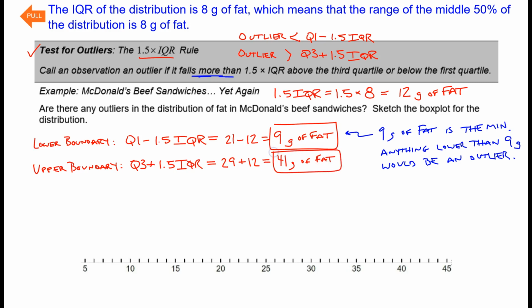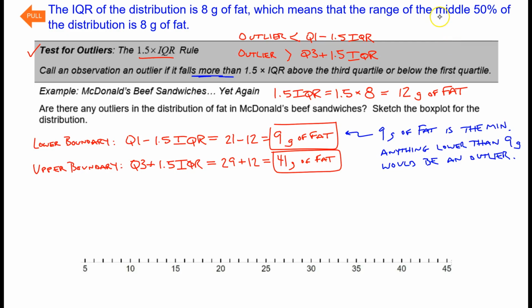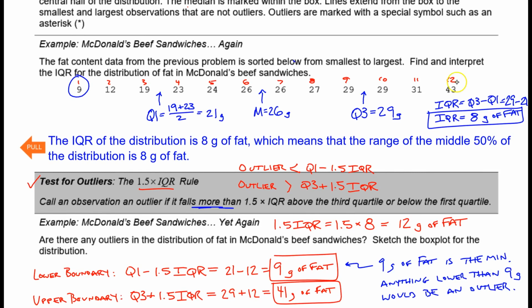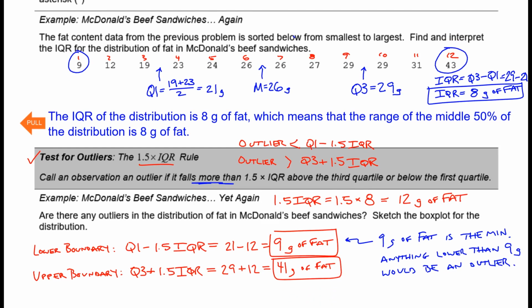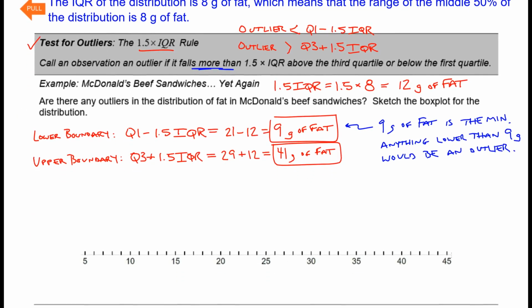So let's compare that to the distribution. Well, our maximum was that gut buster of 43 grams of fat. So that is greater than Q3 plus 1.5 times IQR. That means our max is an outlier.